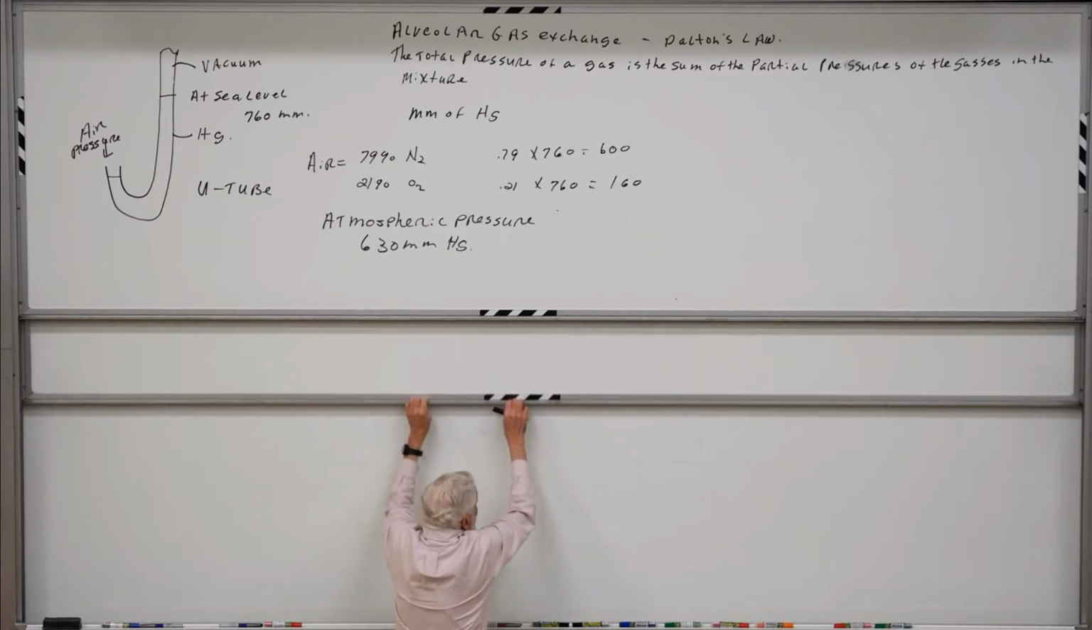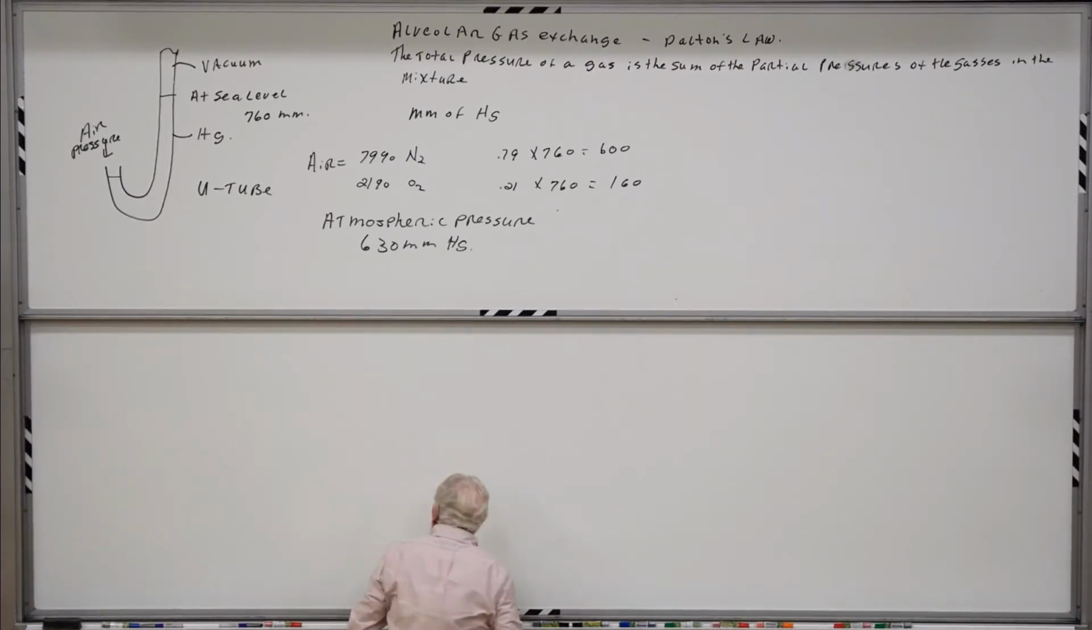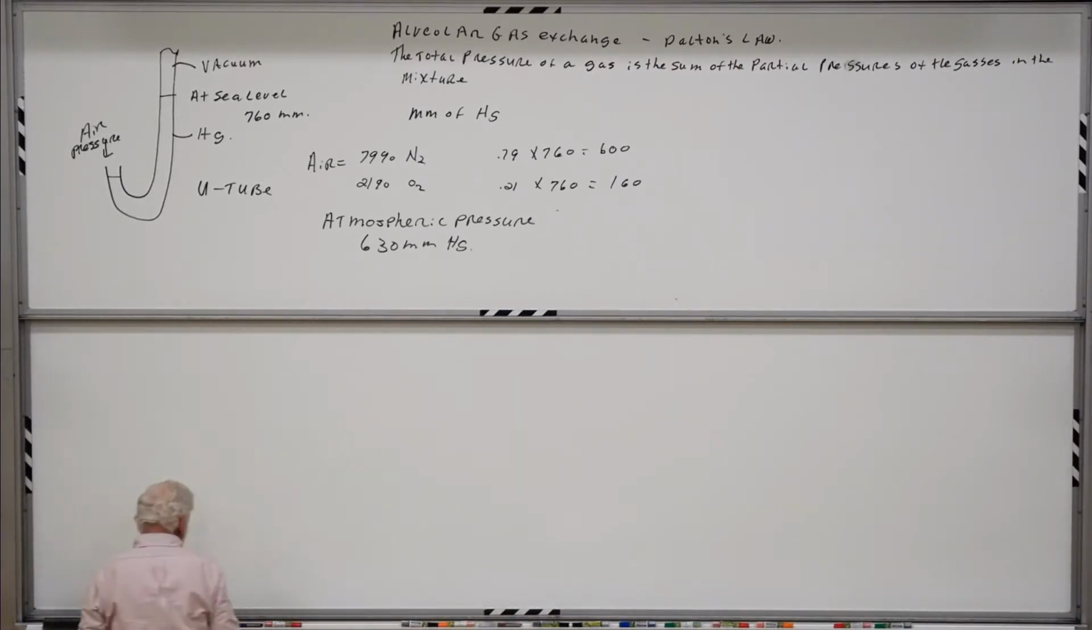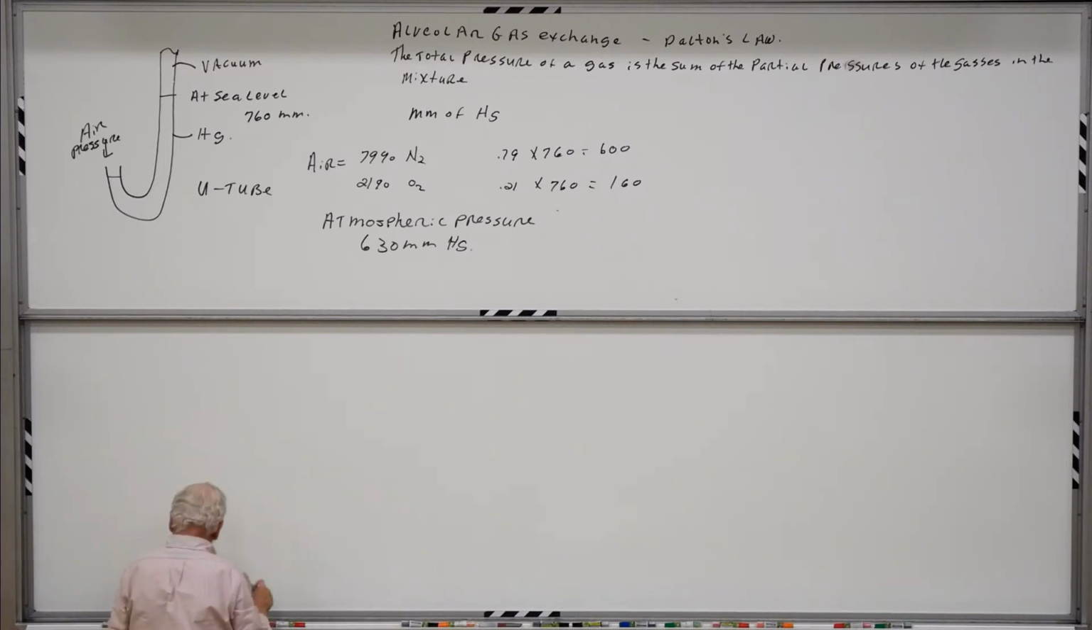Well, we can go through all of those calculations. I'll let you do the numbers on top of Mount Everest and so forth. But what we want to think about is what's going on down in the alveolar space.